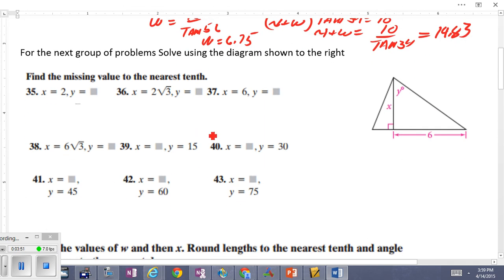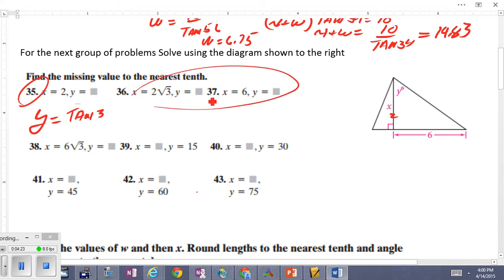Let's look at this grouping. These are going to ask you to recognize some angle values and approaches to take. So if I'm looking at number 35, let's say, it says if x is equal to 2, I'm going to replace that with 2. What is y? Well, if that's 2, then y is going to be the inverse tangent of 6 over 2, which is inverse tan of 3. And I think the rest of these can be solved in that same kind of fashion.